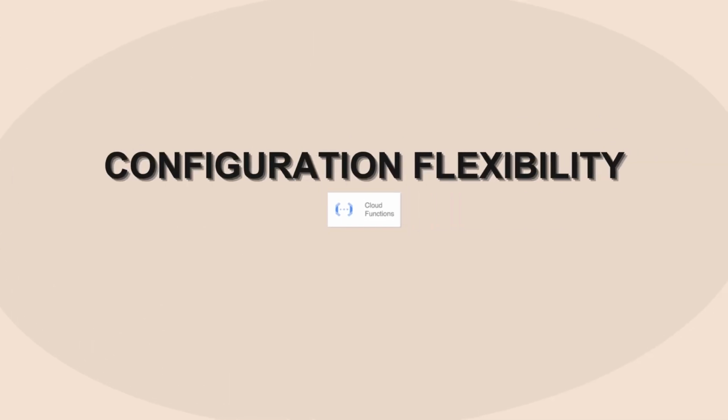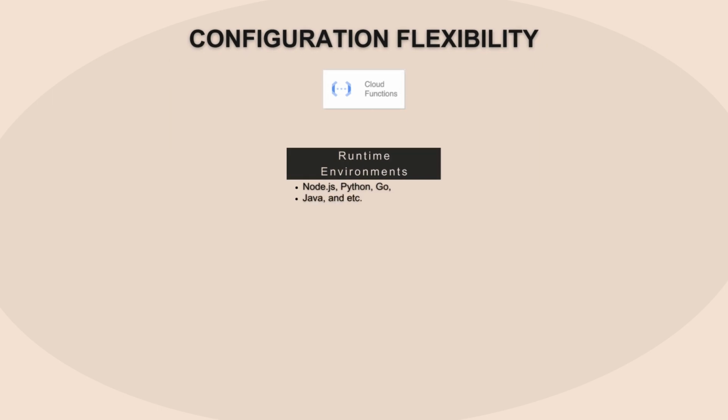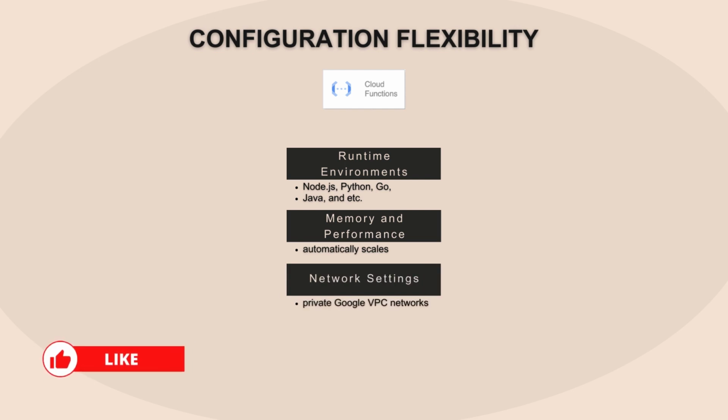Google Cloud Functions offers customizable options to suit specific operational needs. Runtime environments allow you to choose from supported languages such as Node.js, Python, Go, Java, and more. Memory and performance help to configure memory allocation that automatically scales with the function's execution. Network settings means that functions can be connected to private Google VPC networks, ensuring data remains secure during processing.